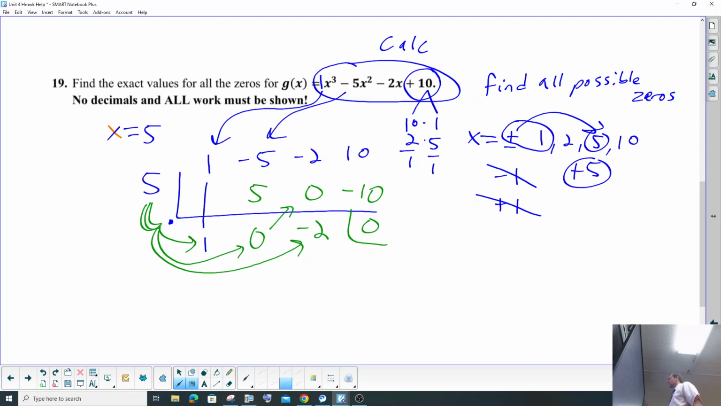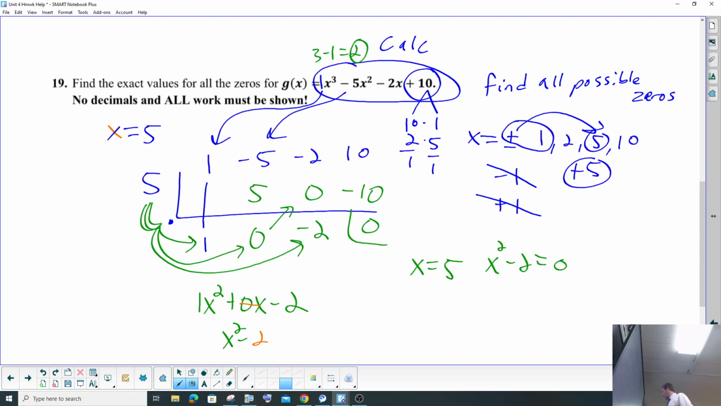So now we get our equation. Remember that it's 1 power less. That's what we're going to use. So that's going to be 1x squared plus 0x minus 2. Then the 0 goes away, so just x squared minus 2. So we have one of our factors is 5, and the other one is x squared minus 2 set equal to 0.